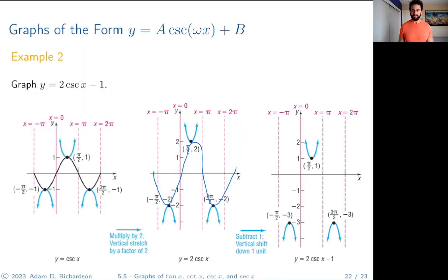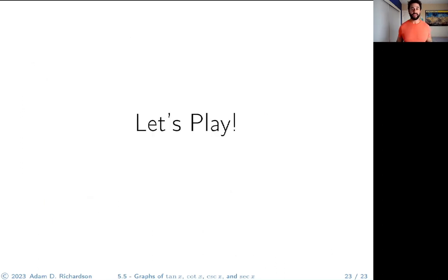So that's pretty much it. You'll get more examples on the homework as well. If you've got questions, you can ask them on Canvas. But other than that, time to play. So practice on the homework, and yeah, that's it. So now we've got all the graphs. You know how to graph sine, cosine, tangent, cotangent, cosecant, and secant.